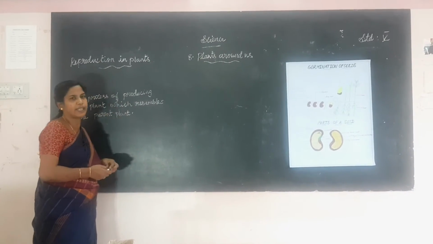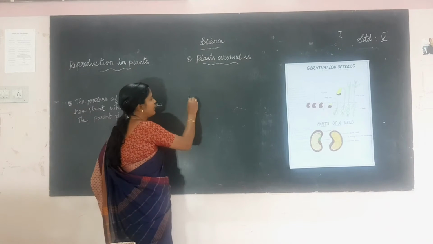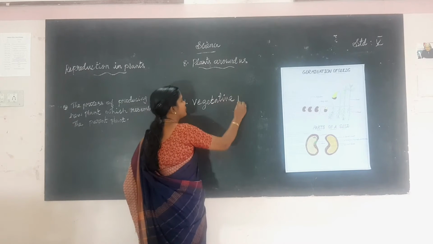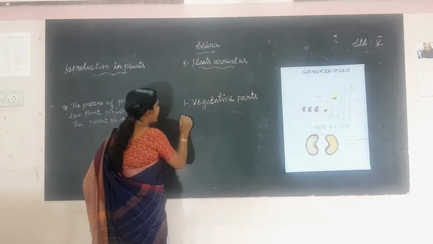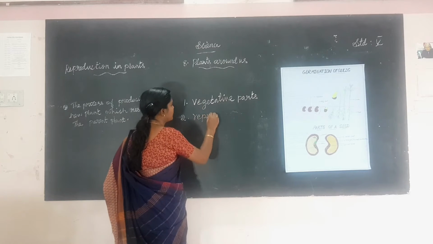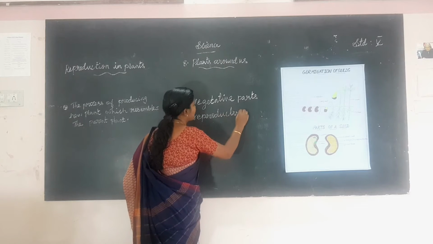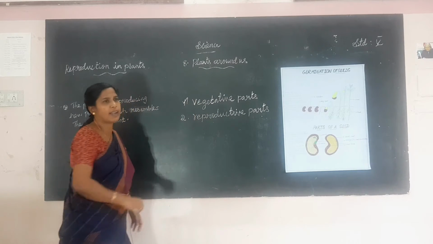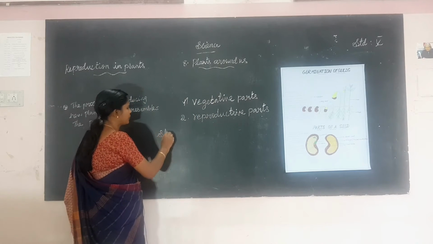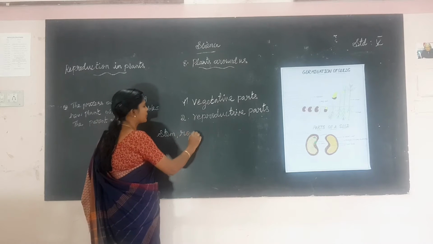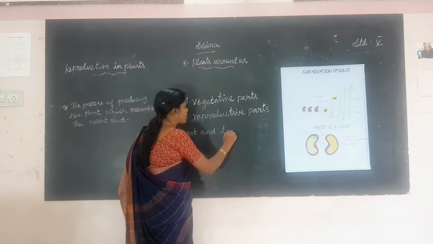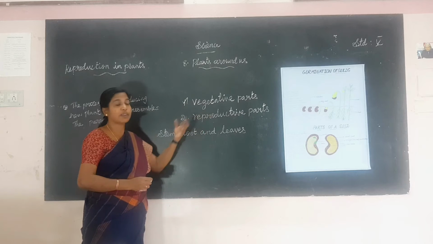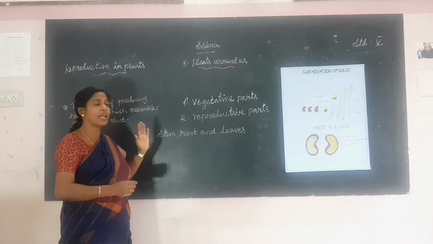Reproduction takes place in two methods. First one, vegetative parts. Second one, reproductive parts. The vegetative parts are the stem, root and leaves. Stem, root and leaves are the vegetative parts of reproduction.